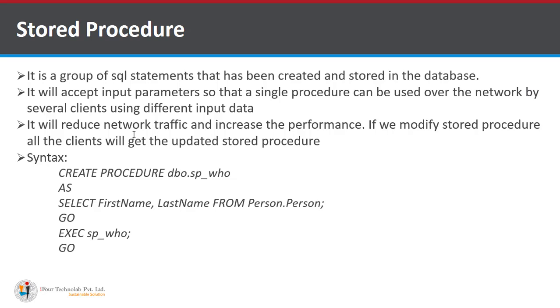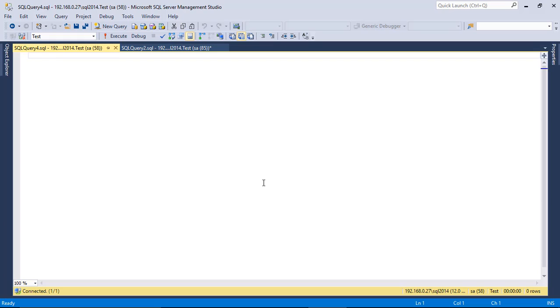Mostly a stored procedure is used when you want an input parameter from users. So different users have different input parameters. You just take that input parameter and send it to your stored procedure. It will give data according to that input parameter. Let me show you a simple example for creating a stored procedure. Let me create a procedure for you. Create procedure SP test as select star from employee.